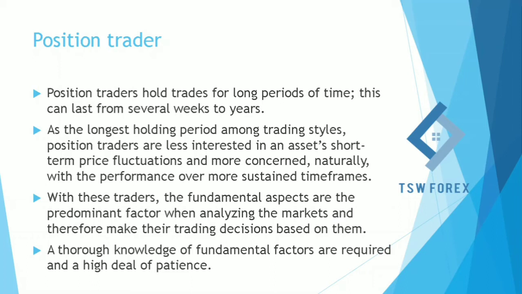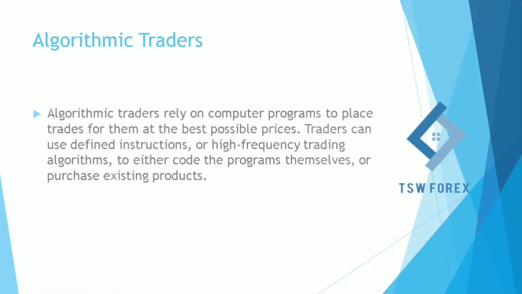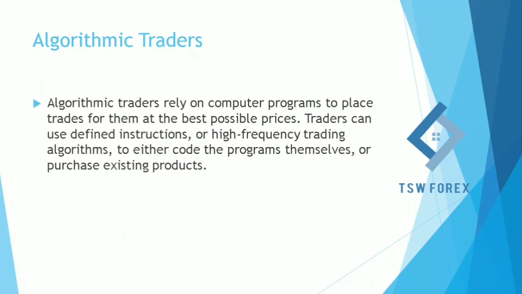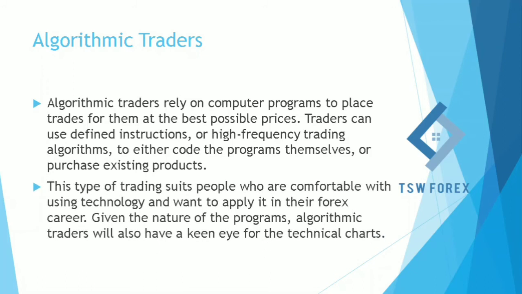The fifth type of trader is algorithmic traders. Algorithmic traders rely on computer programs to place trades for them at the best possible price. Traders can use defined instructions or high-frequency trading algorithms to either code the program themselves or purchase existing products. This type of trading suits people who are comfortable with using technology and want to apply it in their Forex career. Given the nature of the programs, algorithmic traders will also have a keen eye for the technical charts.